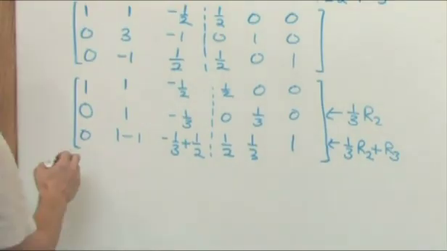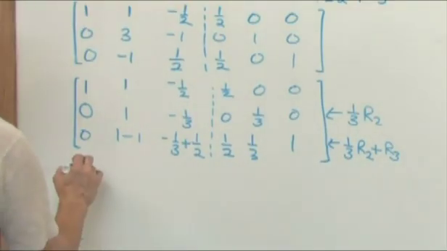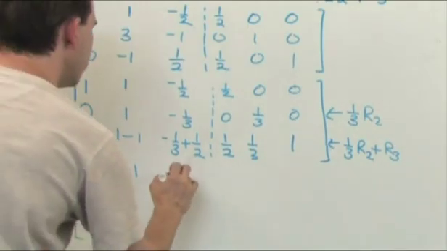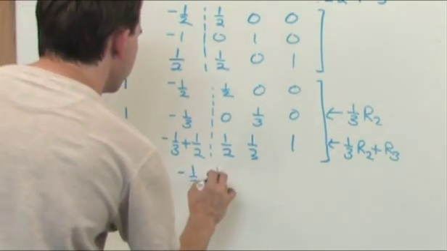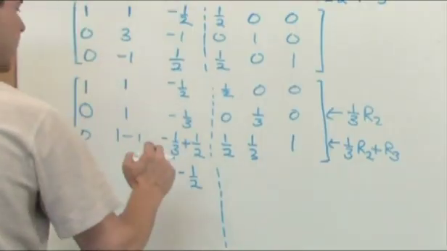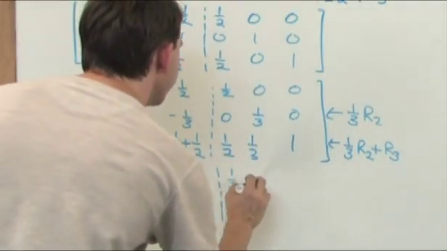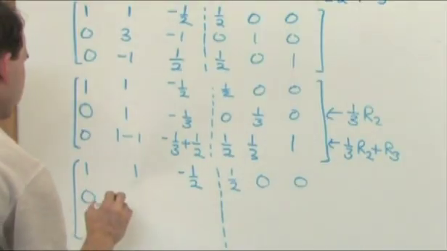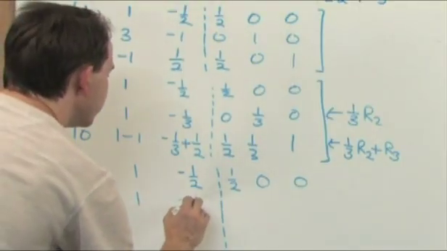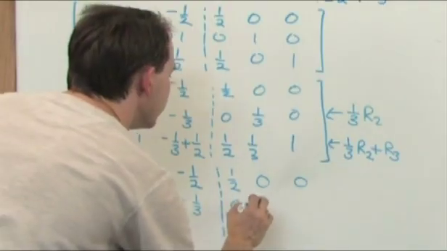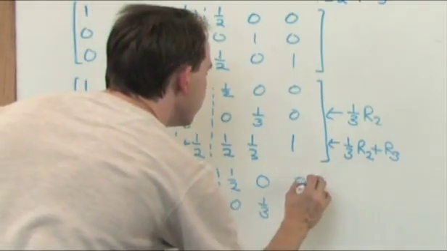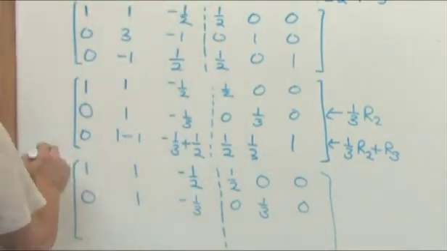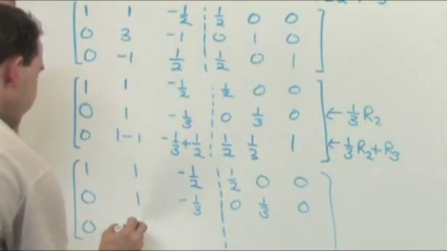Okay, so let's go ahead and finish our math. We have 1, 1, negative 1/2, augmented on the right. We have 1/2, 0, 0. Over here, we have 0, 1, negative 1/3, 0, 1/3, 0. Over here, let's do our subtractions. 1 minus 1 is 0. This, you have to think about.